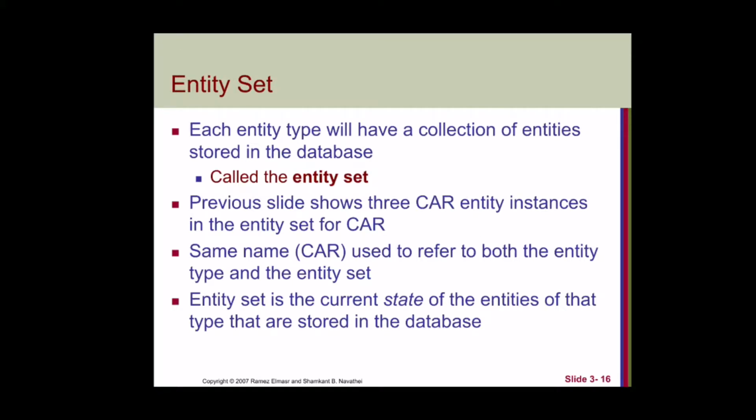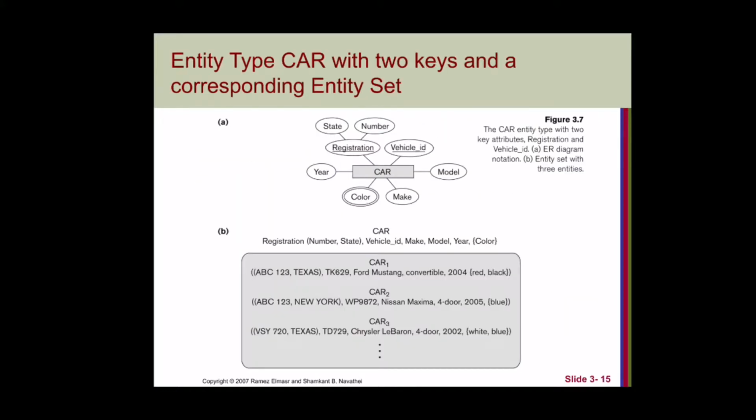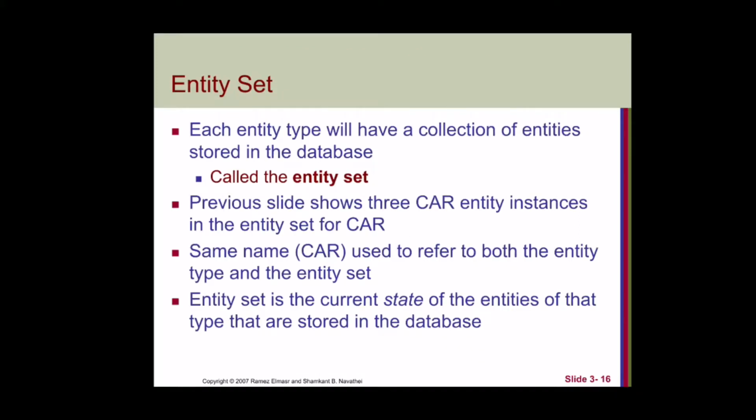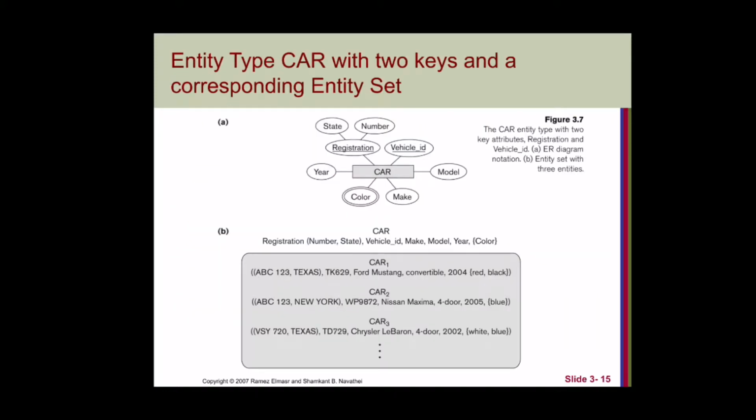Entity set. What do you mean by entity set? Each entity type will have a collection of entities stored in the database, and it is called an entity set. You can consider figure B, right? If we combine three things, the car 1, car 2, car 3 information, then it becomes an entity set. An entity set is the current state of the entities of that type that are stored in the database. You can say this is the current state of a database. We have taken three cars and we have stored their information in a database, right?